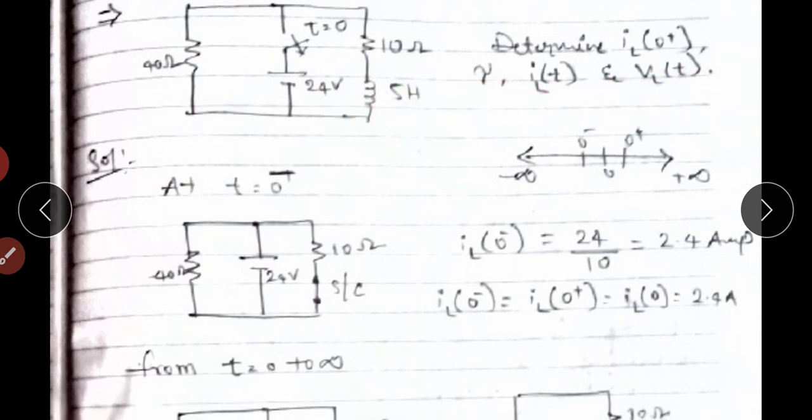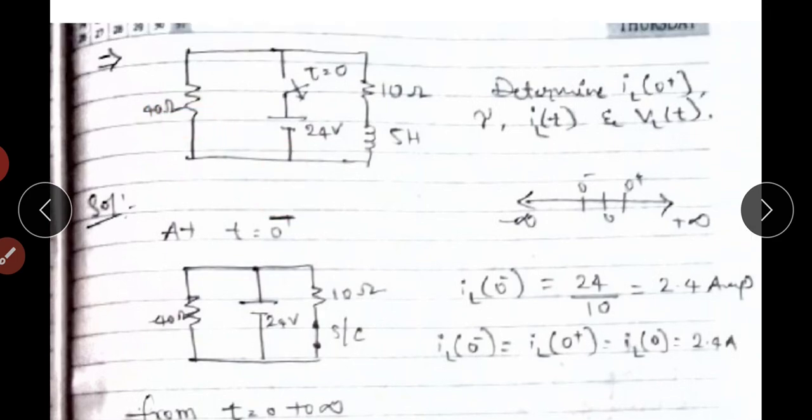So this is the given circuit here. It has a 40 ohm resistor, a supply voltage of 24 volts, a 10 ohm resistor, and a 5 henry inductor. So find the IL of 0 plus, the inductor current at t equals 0 plus.